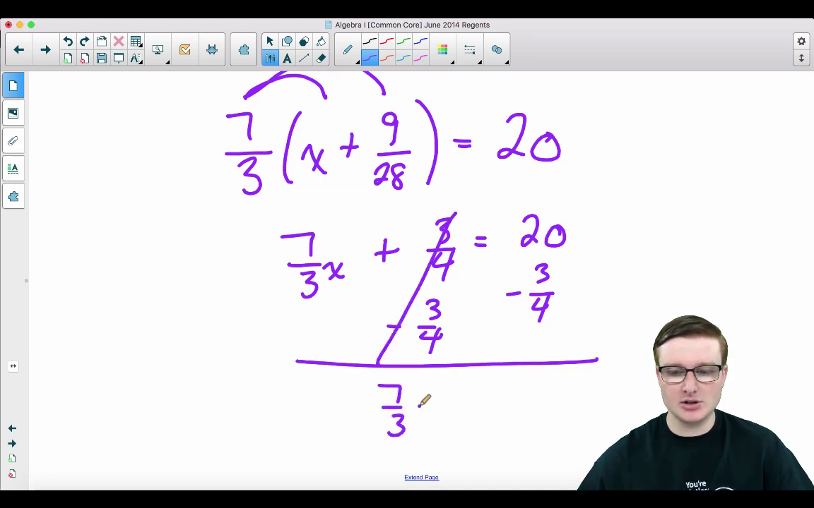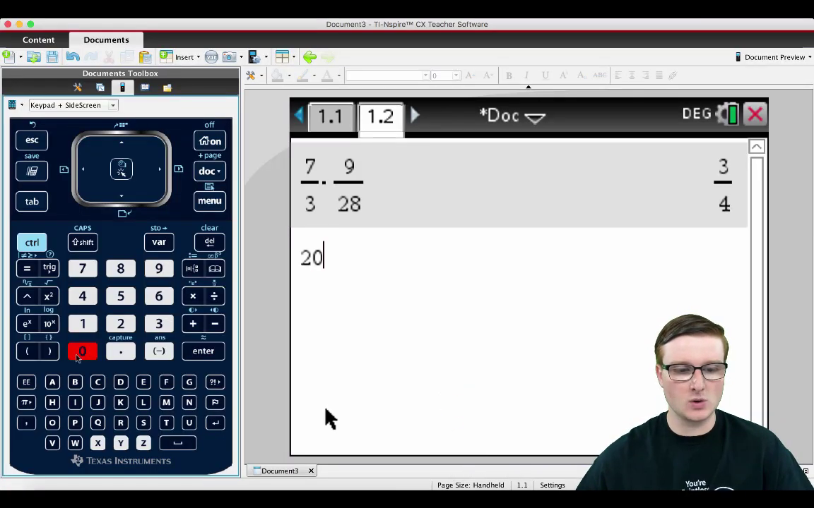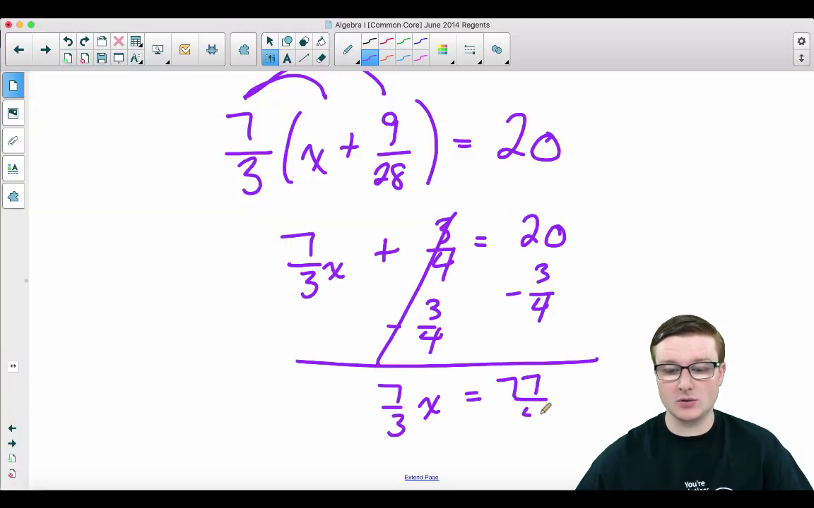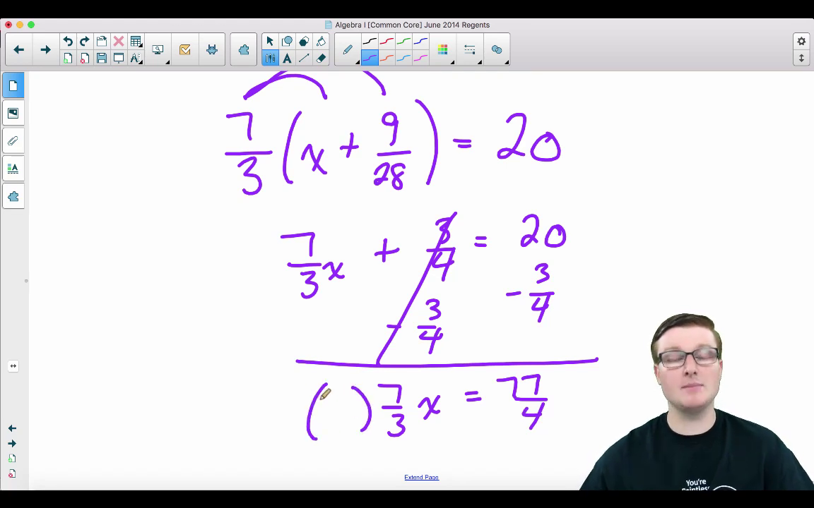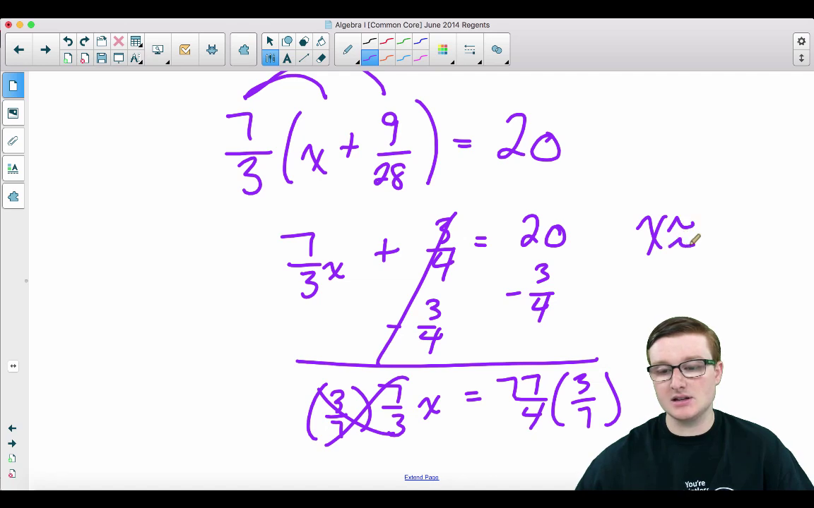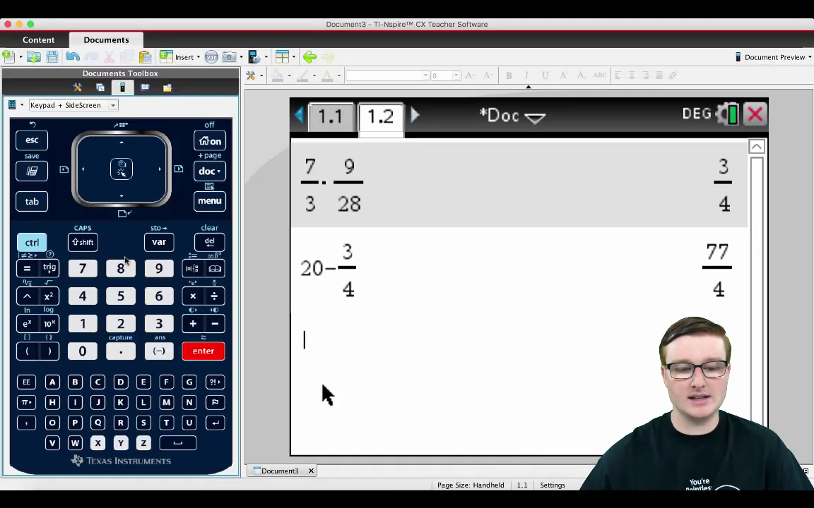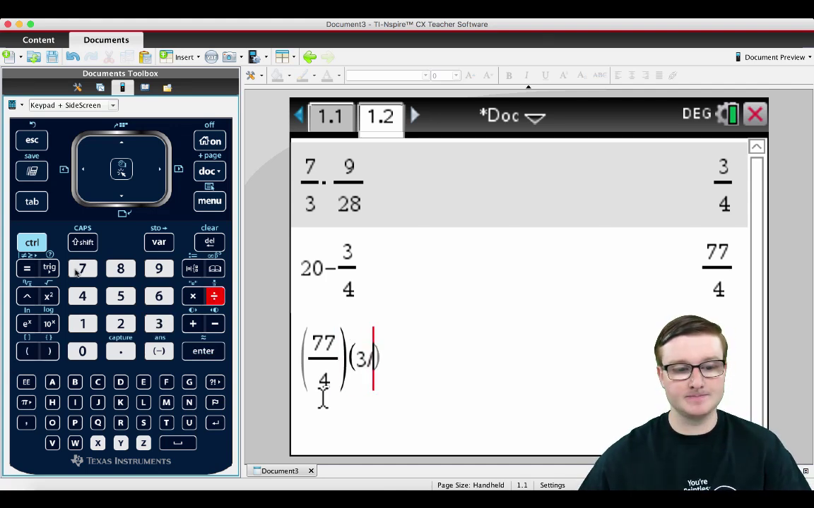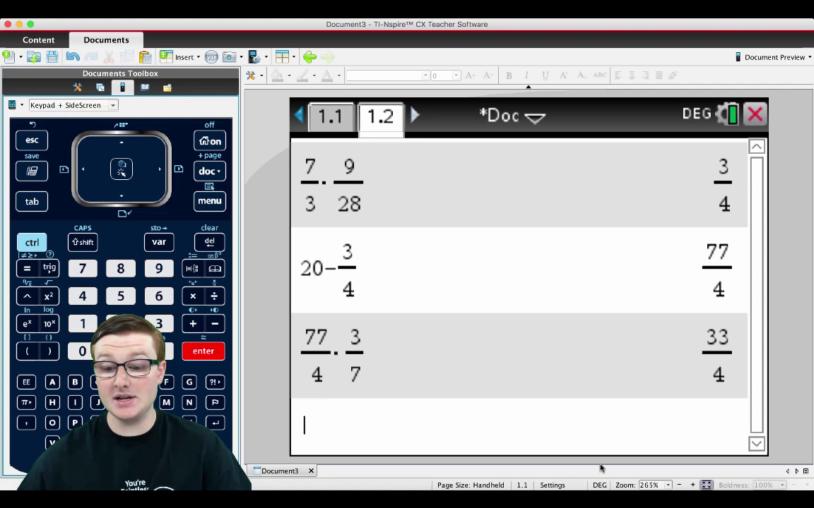So now we get 7/3 x is equal to, well, what is 20 minus 3/4? 20 minus 3/4, and we get 77 over 4. Now I'm going to multiply by the reciprocal, which is going to be 3/7, to get rid of that 7/3. We cancel those out, and we get x is equal to, what do we get? So we get 77 over 4 times the 3/7. And we get an answer of 33 over 4.